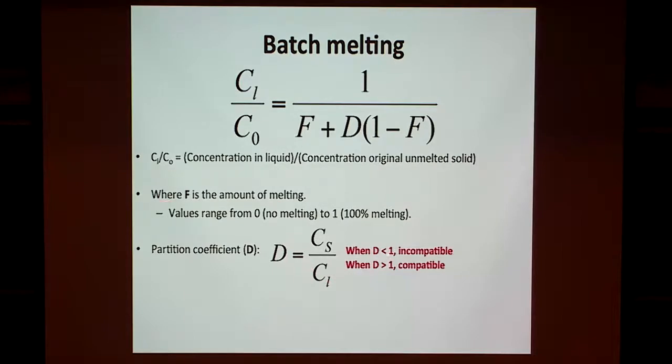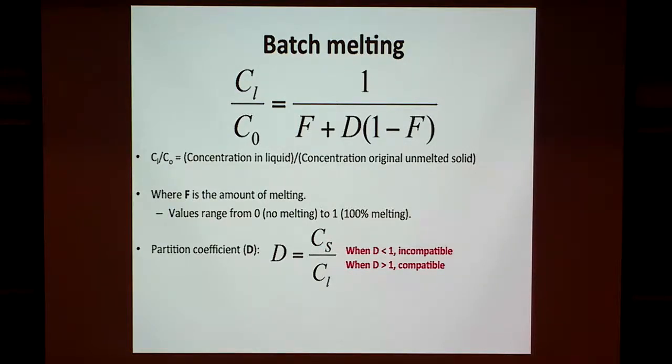And when D is less than 1, so the concentration in the solid is less than the concentration in the liquid, your element is said to be incompatible. The element is not compatible in the solid. And strontium, rubidium, samarium, neodymium are all incompatible elements. We'll be dealing with incompatible elements today. When D is greater than or equal to 1, so the concentration in the solid is greater than or equal to the concentration in the liquid, the element is compatible.